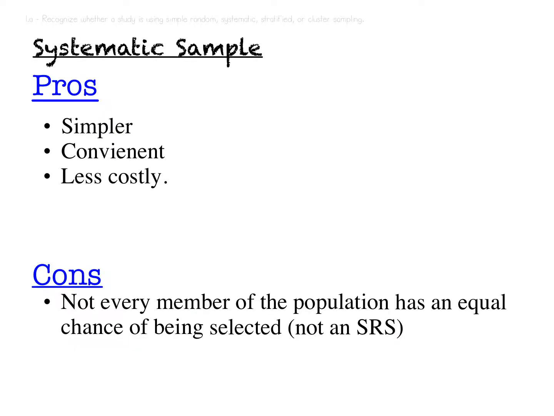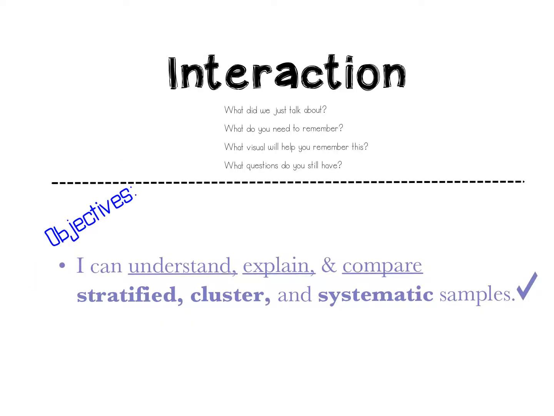So some pros: it's simpler, it's convenient, and it's less costly. Cons, like we said, it's not an SRS, so not every member of the population has an equal chance of being selected. All right, so go ahead and pause the video, and now you can understand, compare, and explain systematic samples. So draw a picture, write down any questions you have. What are you going to need to remember about a systematic sampling structure?